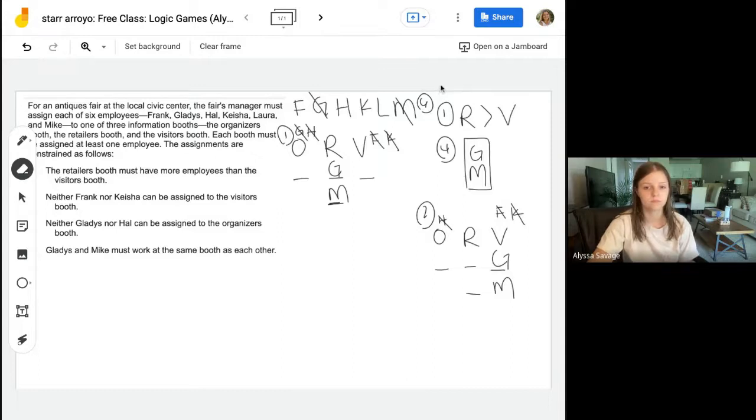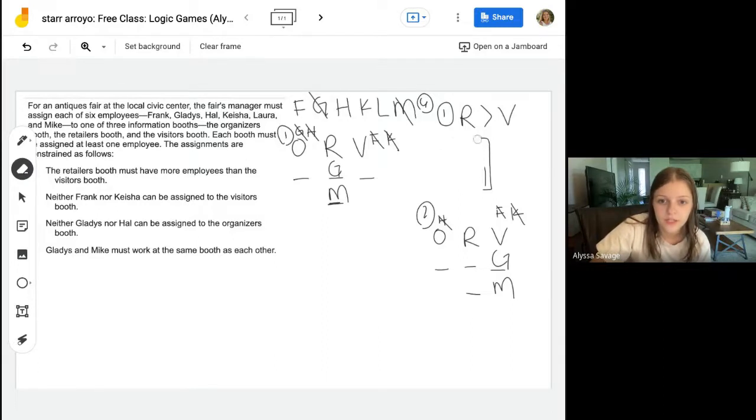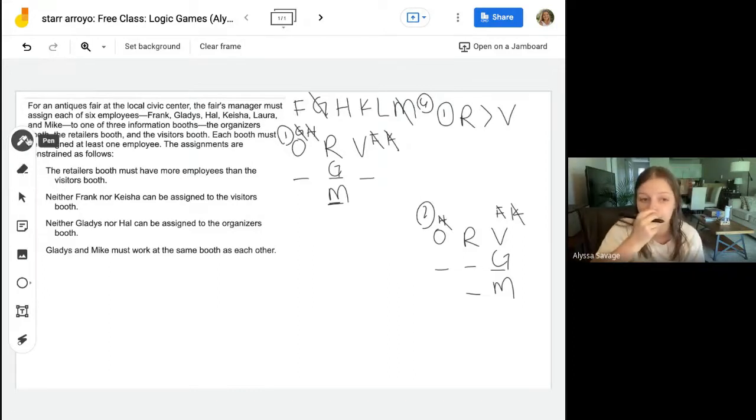G, M. Okay. So we can completely erase 4 from our minds because we've already put G and M. There's no way that we could violate that rule, basically.